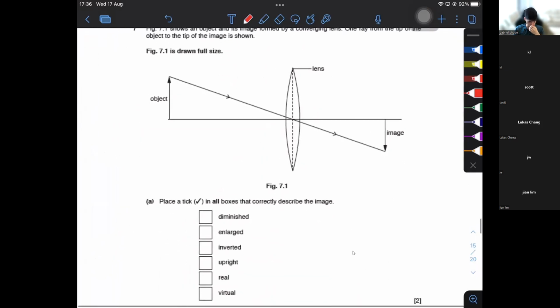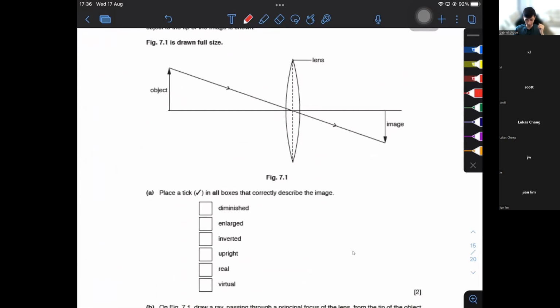Now, first things first, they ask you to tick all boxes that correctly describe the image here. First and foremost, I noticed that the image is actually pointing down. Originally, the object is pointing up. So I know for a fact that it's going to be inverted, right? This is for sure number one. I look at the size of the image and compare it with the size of the object. The image is smaller than the object, so it's definitely diminished, right? And finally, since it is formed by real light here, I know it is going to be virtual, right? So from here, I would basically write inverted, diminished, and also virtual here.